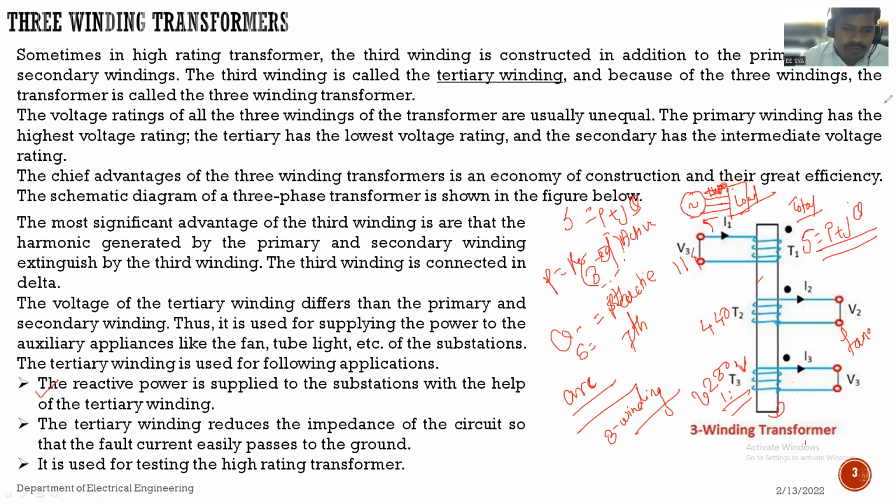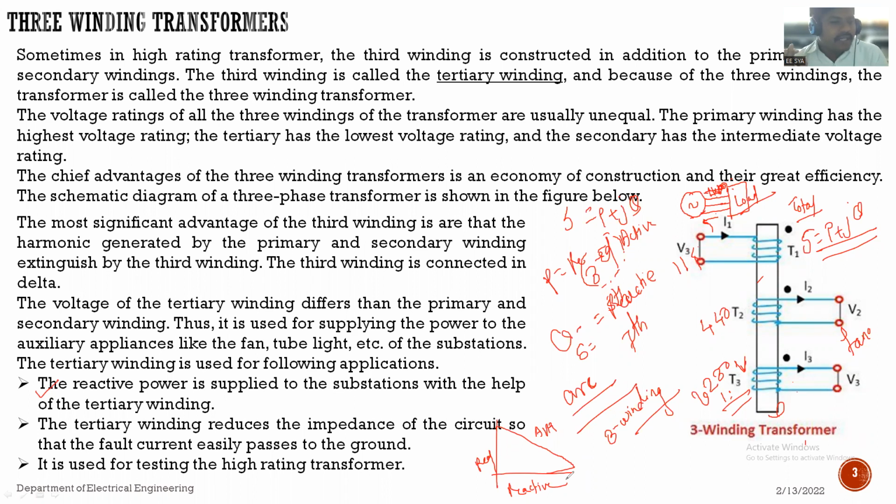I think you people know the power triangle. It will be like this. Here it is apparent power, here it is real power, and here it is reactive power. Right? I think you people know. So see, reactive power can be supplied to the substation with the help of tertiary winding. That means with the help of tertiary winding, we are able to feed the reactive power to the substation.